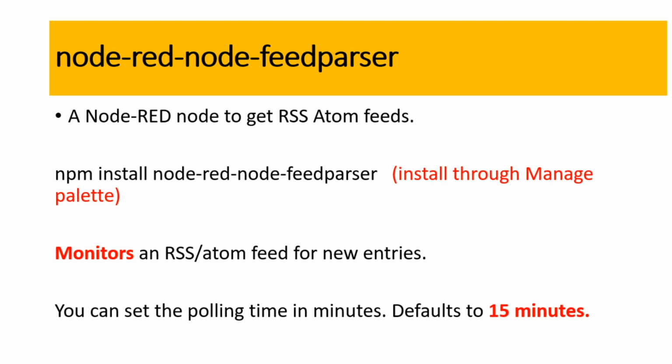So we need an important node called the feed parser node. In order to get these RSS Atom feeds, we have a special node in Node-RED called the feed parser node. To install the feed parser node, you can install it either through a command or through the manage palette. This node monitors an RSS Atom feed for new entries.